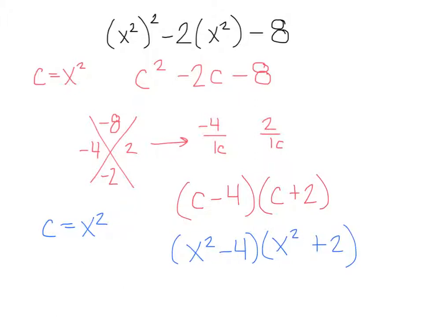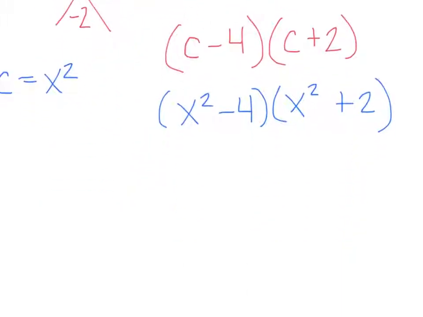Now, for most of the problems on your homework, you will be able to stop at this point, except for the special cases when you have a negative perfect square. Like here, it's negative 4. You can actually keep going with these.